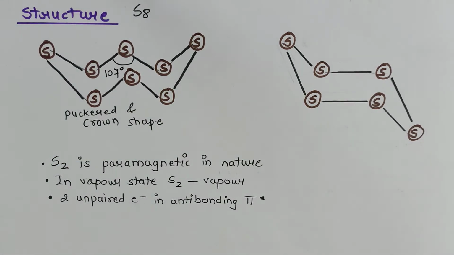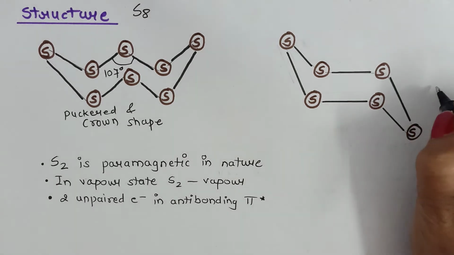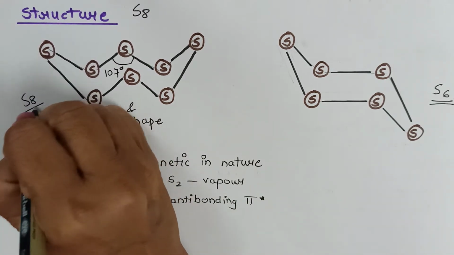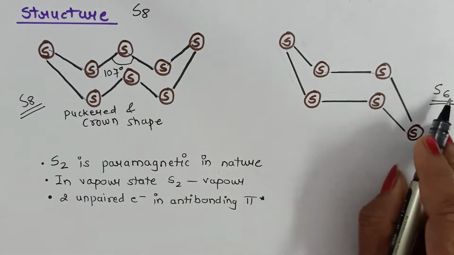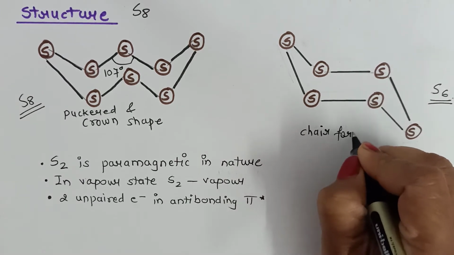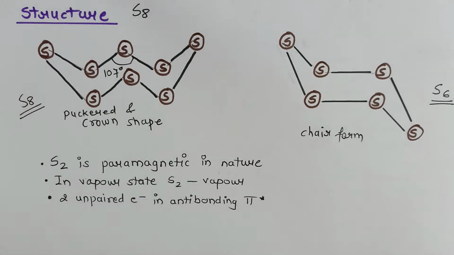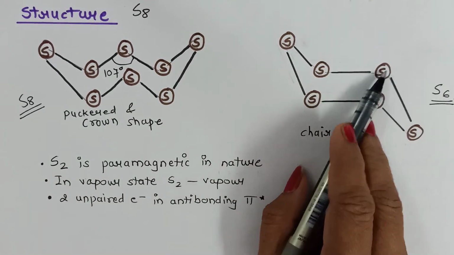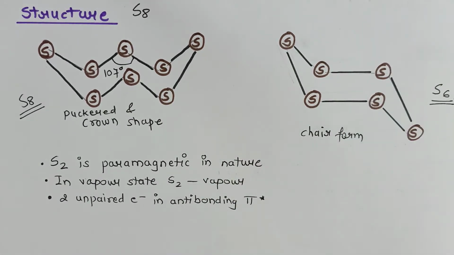But there are several other modifications of sulfur containing 6 to 20 sulfur atoms per ring. Now these have been synthesized in the last 2 decades. Like S6, this is S6 and this was S8. S6 exists in chair form, where 6 atoms of sulfur are arranged in such a way that it appears like a chair.